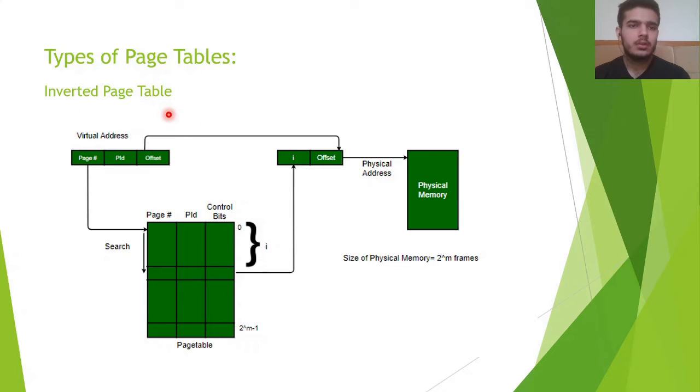Inverted page table is also a kind of page table. In this case, a single page table is kept, and in addition, a process ID bit is also kept to indicate which process a particular entry belongs to, and the rest is similar to the previous cases.